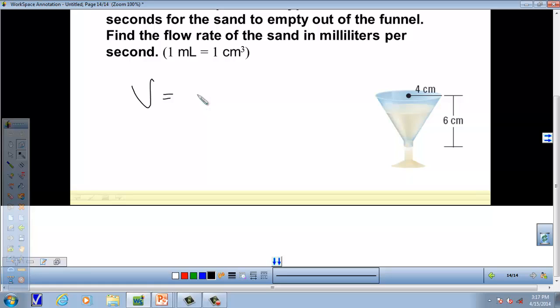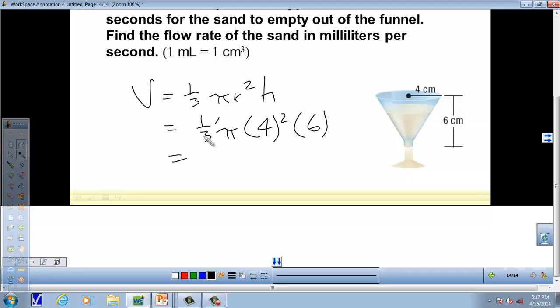Let's see. So we're going to use 1/3 pi r squared times the height. In this case it's 1/3 pi times the radius, which is 4 squared, and the height is 6. I'm going to simplify the 6 and the 3 and that gives me 2 here. 4 times 4 is 16. 16 times 2 is 32. So it's 32 pi cubic centimeters.